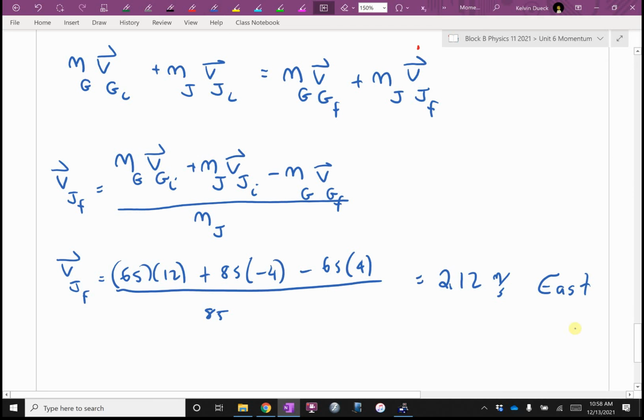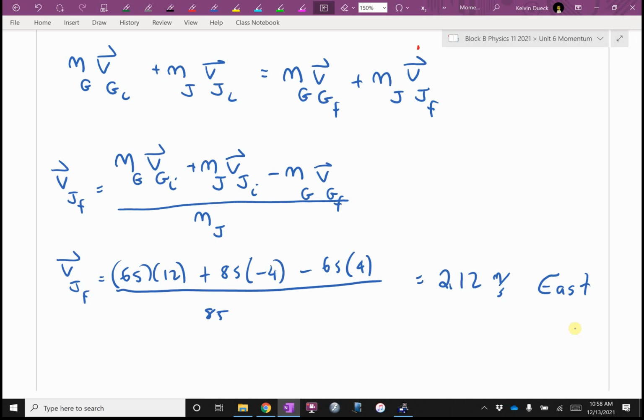What if I asked you as a part B, hint, hint, to find Jim's impulse? Could you? Do I know force? Do I know time? Do I know Jim's final velocity? Oh, do I know his initial velocity? I can find his impulse. Or I can find George's impulse, which would be the same as Jim's impulse, but in opposite directions.